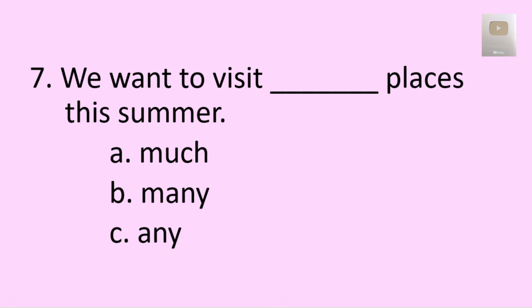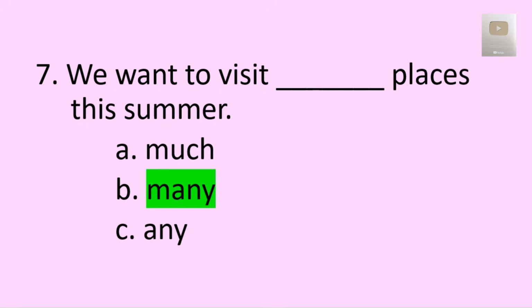In the seventh sentence again, we have adjectives of quantity, and you have to choose the right one from the three choices. We want to visit, we need an adjective here, places this summer. The choices are much, many, and any. We want to visit many places this summer. That is the correct answer, that is B. For 7, the answer is B.